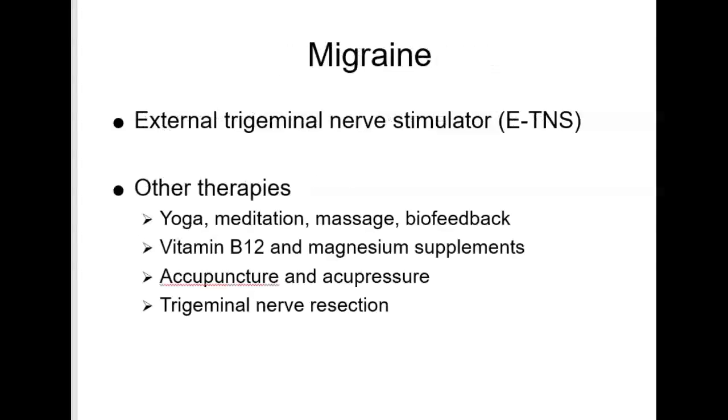An external trigeminal nerve stimulator is a wearable headband that stimulates several branches of the trigeminal nerve that are associated with migraine attacks and pain. Teach the patient to use the device no more than 20 minutes a day as recommended by its manufacturer. Other therapies used to treat chronic migraines include yoga, meditation, massage, and biofeedback, vitamin B12 and magnesium supplements, acupuncture and acupressure, as well as trigeminal nerve resection.